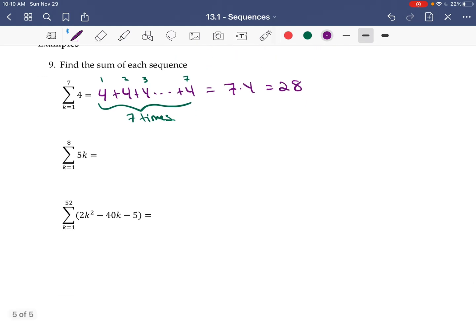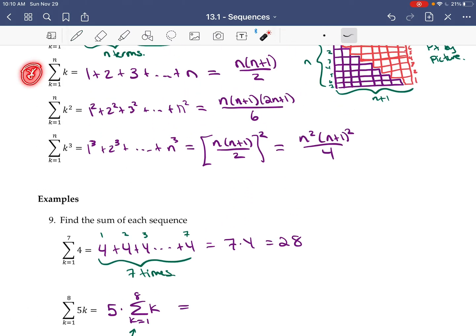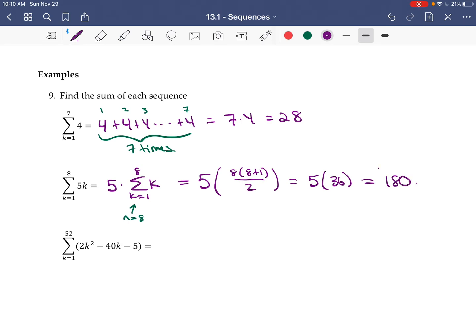Now if I have the sum from k equals 1 to 8 of 5k, I can actually take out the 5. So it's 5 times the sum from 1 to 8 of k, using the constant multiple rule. Now I can compute this sum. Here my n is 8, and the formula is just k, so it's like this one here. So this is going to be 5 times (8 times (8 plus 1) over 2). That's 5 times 36, which is 180. So that's how you could compute those sums.